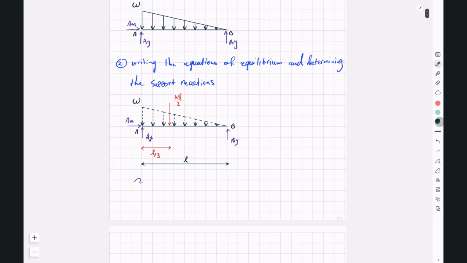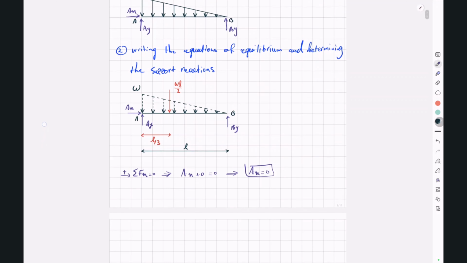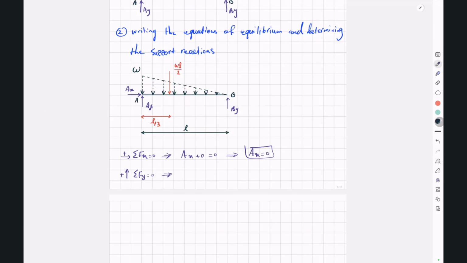Now in the X direction, the only force we have in the X direction is AX. So AX would be equal to 0. In the Y direction, we have AY minus WL divided by 2 plus BY equal to 0. So AY plus BY would be equal to WL divided by 2.